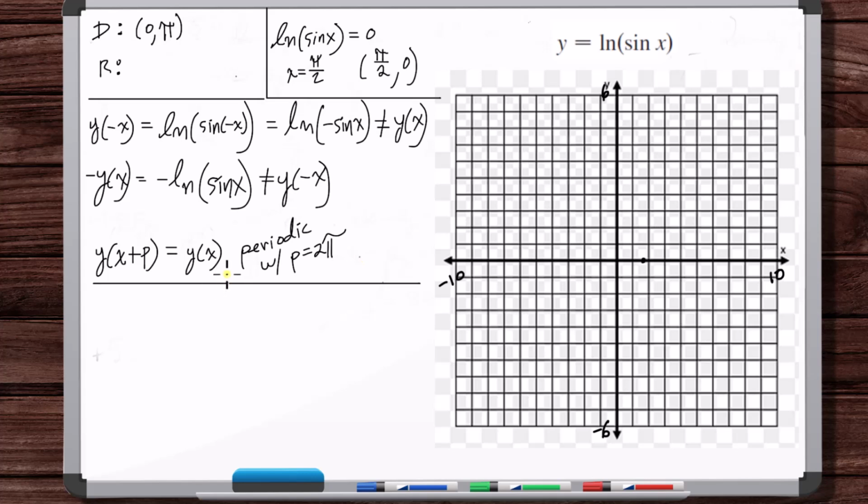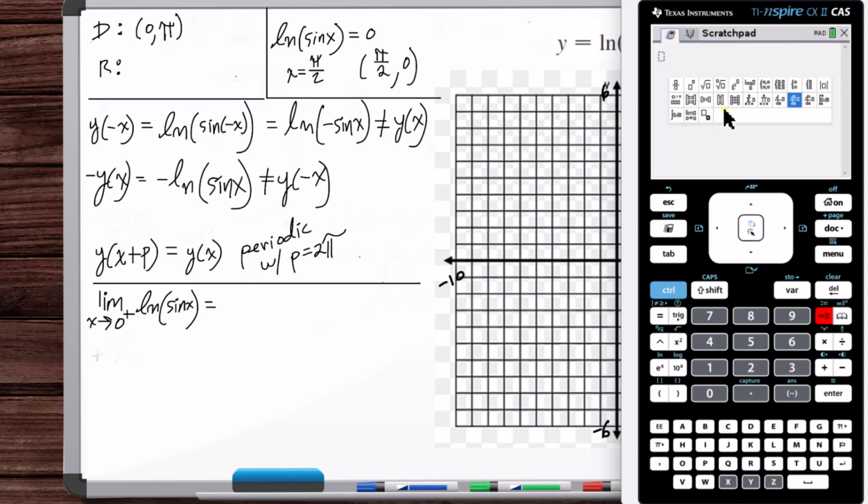Next, endpoint behavior. To check endpoint behavior, you take the limit as the function approaches each of the endpoints of the domain. So what is the limit as x approaches 0 from the right of natural log of sine of x? We take the limit of the equation with x approaching 0 from the positive direction: negative infinity.